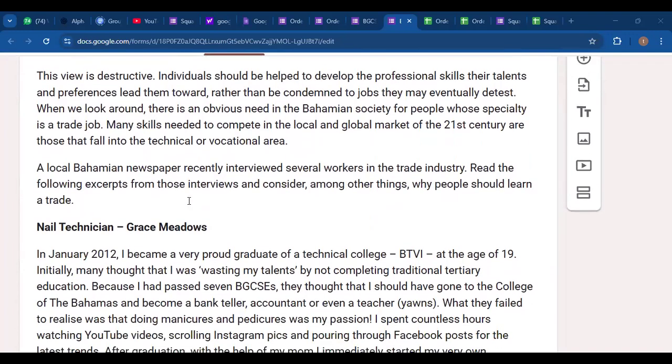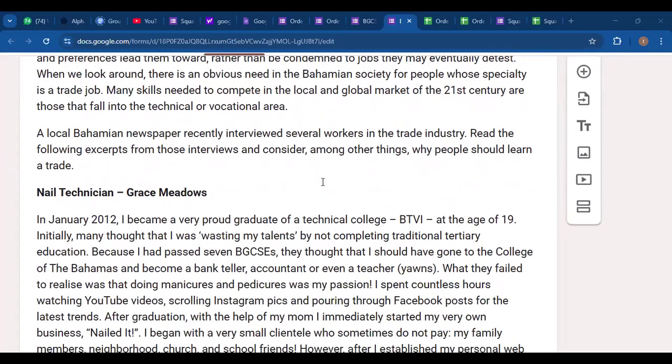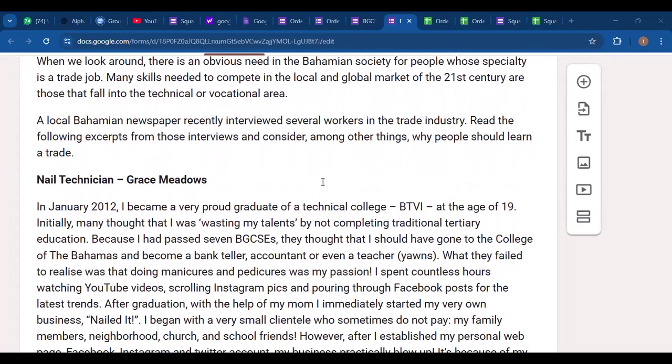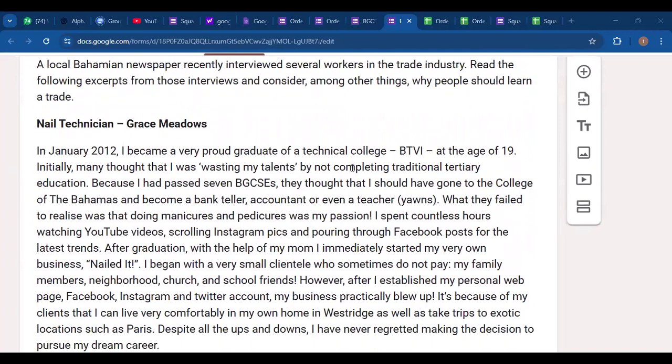Very good. Ayana, can you read this one? A local Bahamian newspaper recently interviewed several workers in the trade industry. Read the following excerpts from those interviews and consider, among other things, why people should learn a trade. Very good. Andrew, nail technician, Grace Meadows.